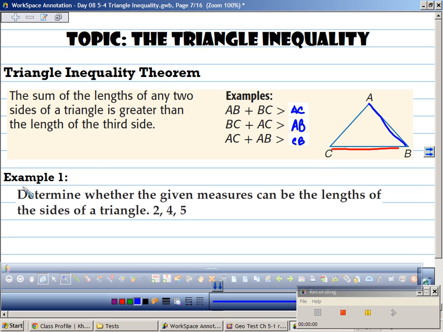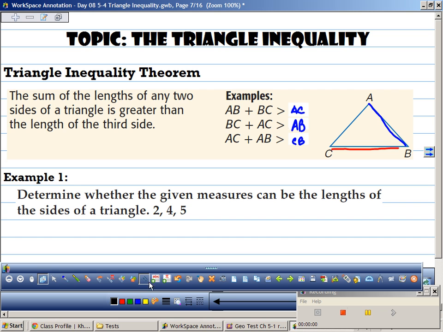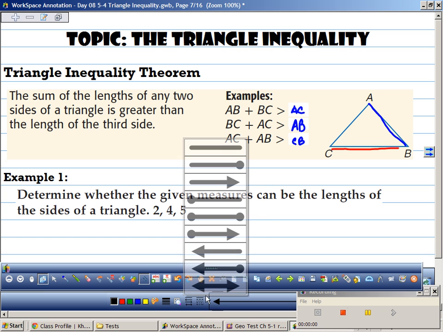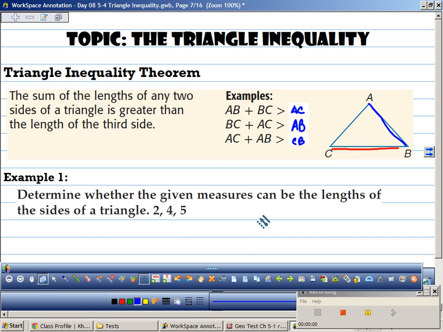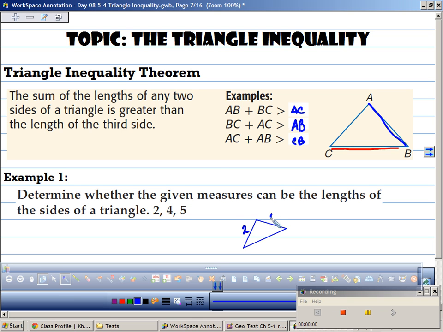Okay, so using that theorem, let's look at the first example. Determine whether the given measures can be the lengths of the sides of a triangle. Okay, so if I have a triangle, let me draw ourselves a little triangle here. I'm going to make it blue. It doesn't really matter what my triangle looks like because I'm just comparing the sides of it. So I've got one side that's worth 2, one that's worth 4, and one that's worth 5. So let's try this out.